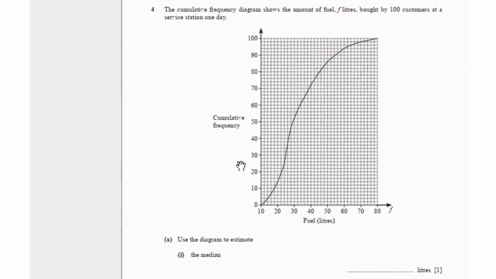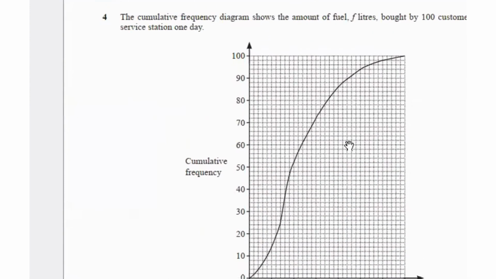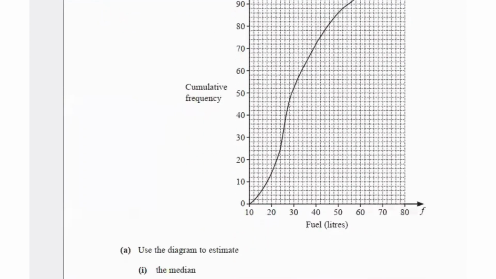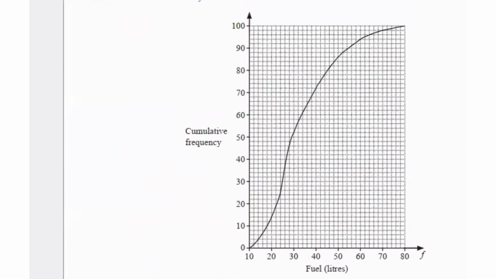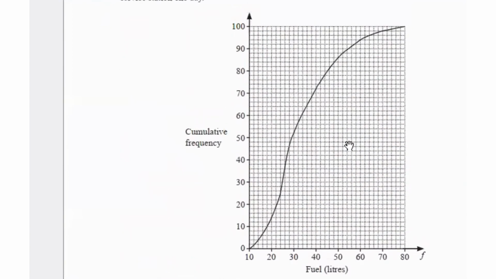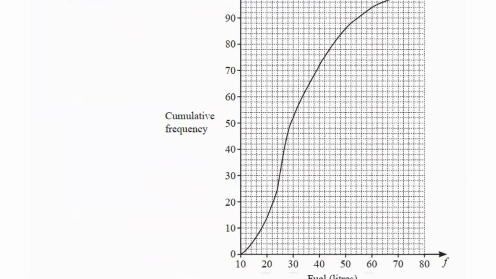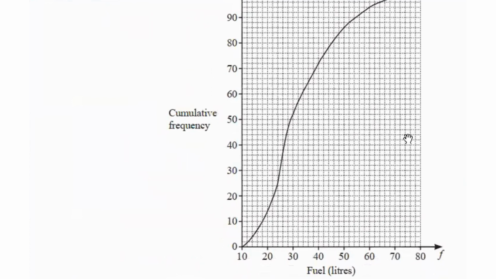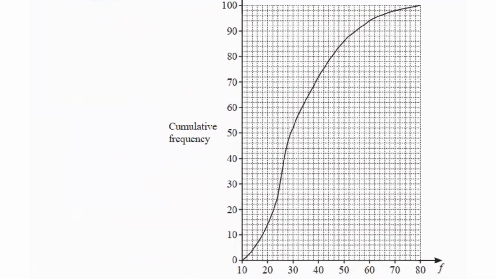Question 4 says that we have a cumulative frequency diagram that shows the amount of fuel, F liters, bought by 100 customers at a service station one day. We have to find the median and we have to find the interquartile range. So if we look at this, and now it's better.